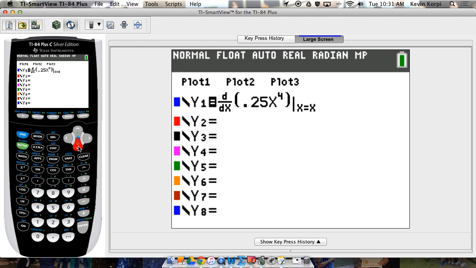So again, here's how you type it in. The derivative with respect to x, that's how we read that. The function goes here. Evaluate it at x equals. It's important to put the x there because it's going to compute it for every x in the window. Hit zoom 6. And again, it may take a little bit of time to graph simply because it's working hard. It's computing a bunch of slopes.